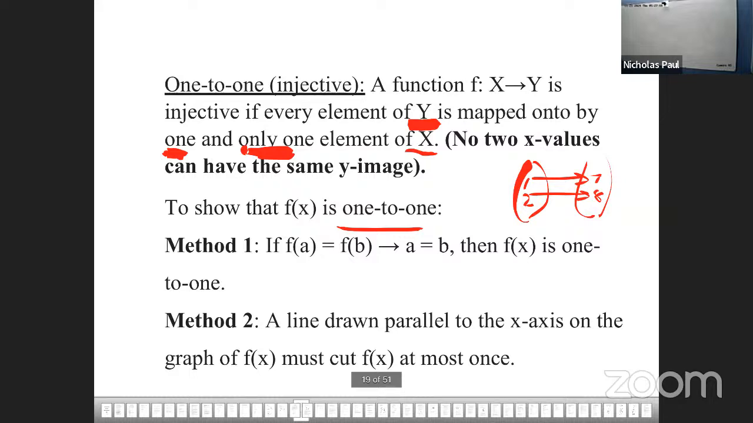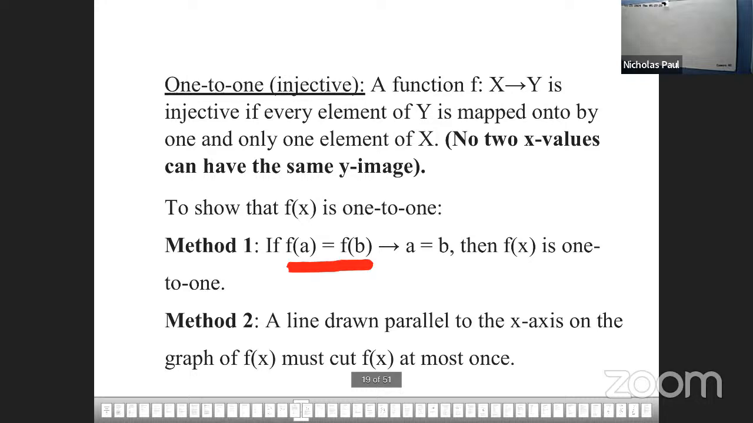So how do we show a function is one to one? Let's make a note of this. To show a function is one to one, we can use the mathematical method: if f of a equals f of b, then a and b are equal. I'll show you an example shortly. Or you draw a line parallel to the x axis and see if it cuts once. So method one is the formula. Method two is called the horizontal line. And the elements in any group as well. But just make a note of that because I'll do some questions on that.